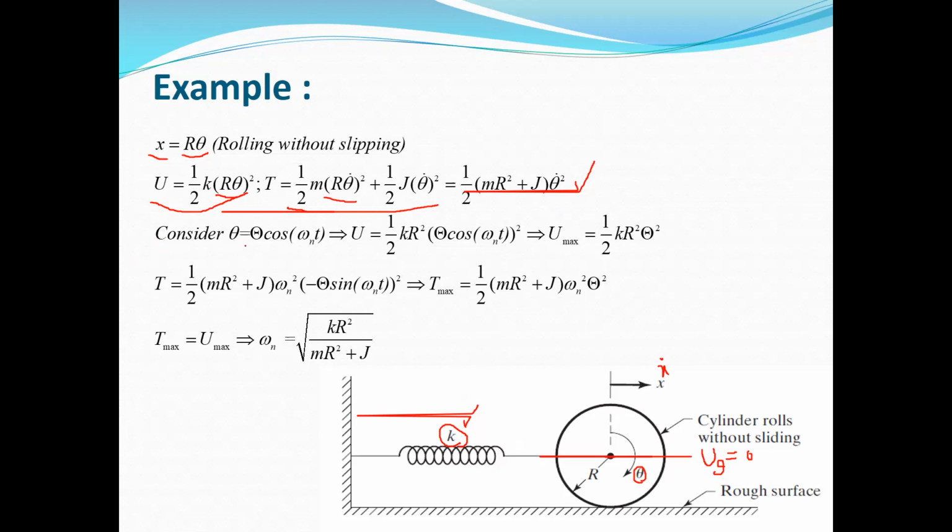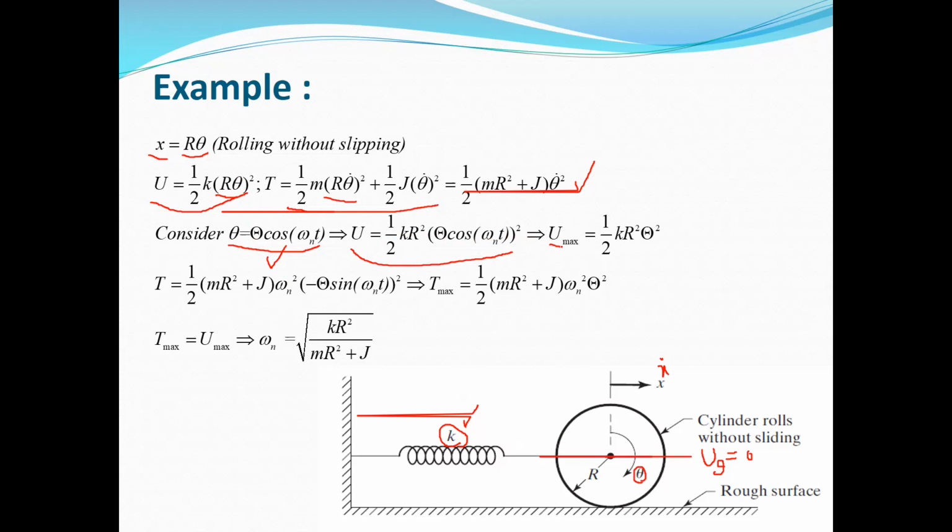Now we can assume that theta, or the response for this system, is a harmonic function. For example, uppercase theta times cosine omega_n t, where omega_n is the natural frequency of the system. If we substitute this theta into U and T, the potential energy and kinetic energy, the potential energy is equal to half k r squared times theta squared, where theta is substituted from here: uppercase theta times cosine omega_n t.